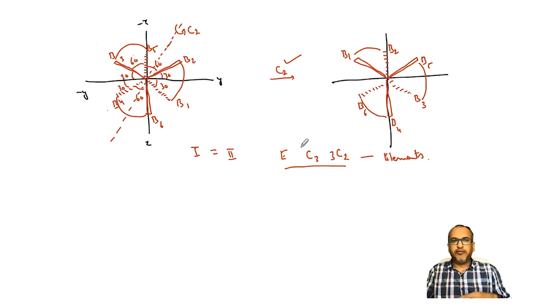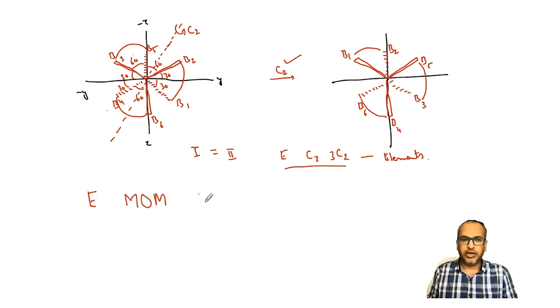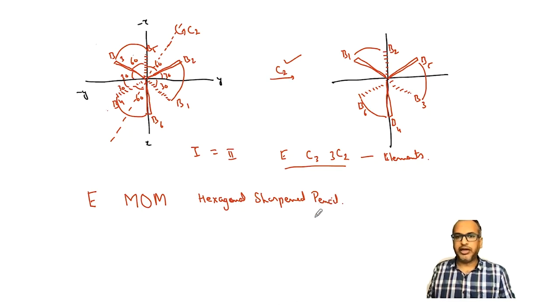So I hope the visualization part, which is very, very important for this course, is now clear to some extent. We should be also practicing a lot of molecules. Pick up any molecule, look out any object around you, and try to find out what are the symmetry elements and symmetry operations. I'll give you some example. For example, try to find out for letter E, what are the symmetry elements present. Try to find out for the word mom, okay, what are the symmetry elements present. It's a 2D picture, let's say. Try to see, for example, a hexagonal sharpened pencil. Okay, try to see what are the symmetry elements and operations present.